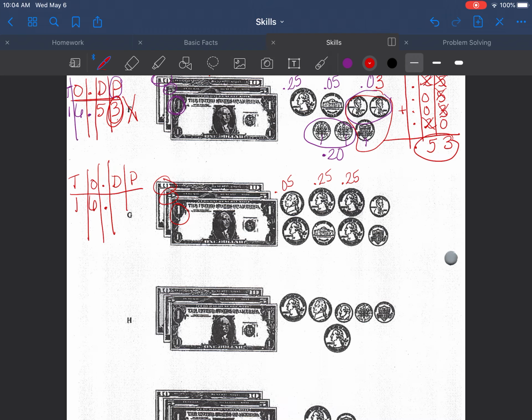Decimal, don't forget that. Remember, this is a nickel, so that's 5 cents. A quarter, 25 cents. Another quarter, 25 cents. We have a penny, so that's 1 cent. We have a quarter, 25 cents. This is a nickel, so that would be 5 cents. Another quarter, 25 cents. And then we have a penny, 1 cent. So I'm going to put them all together.